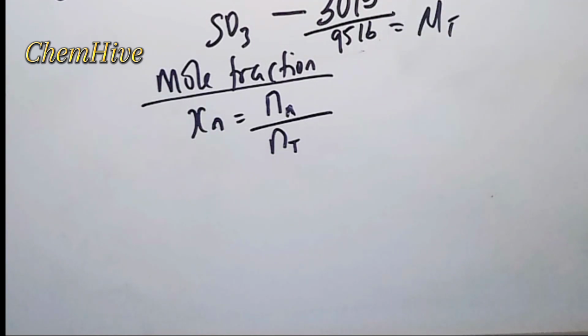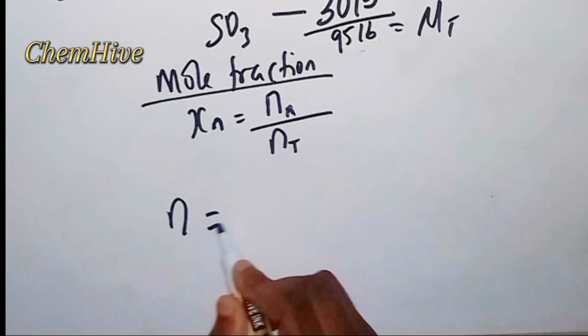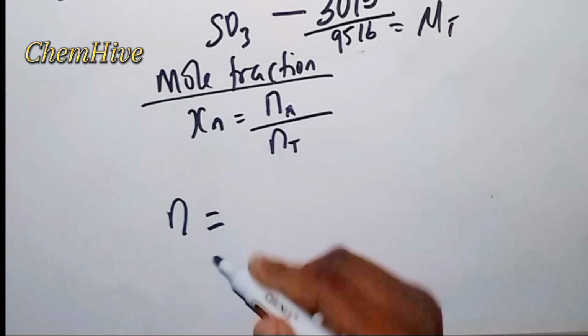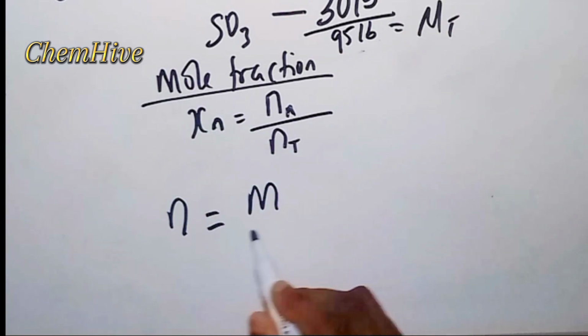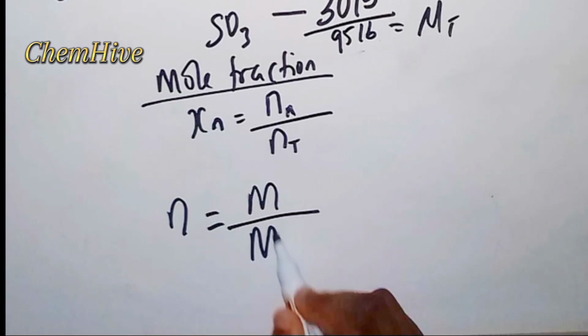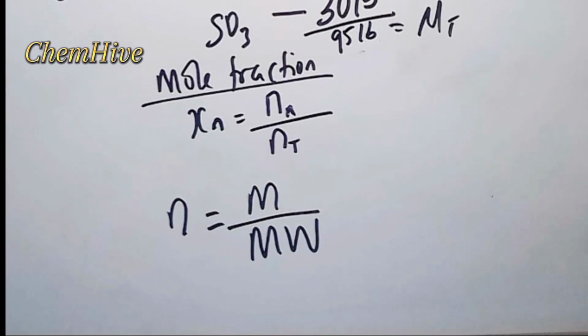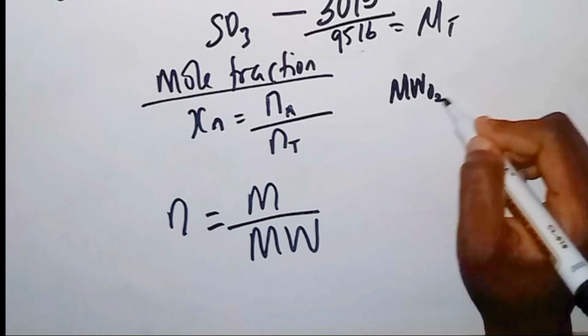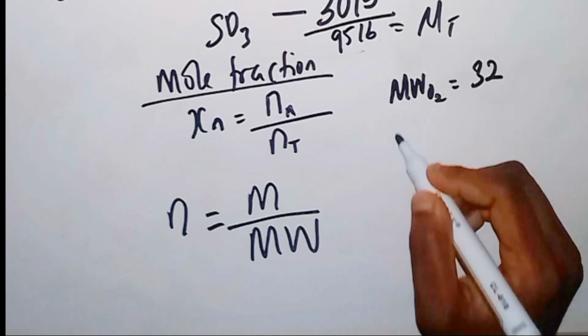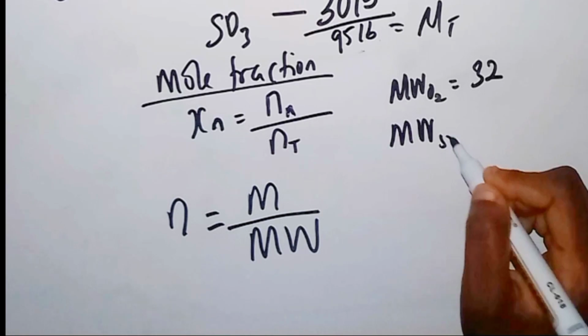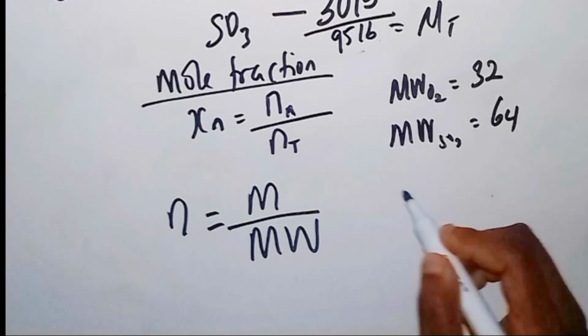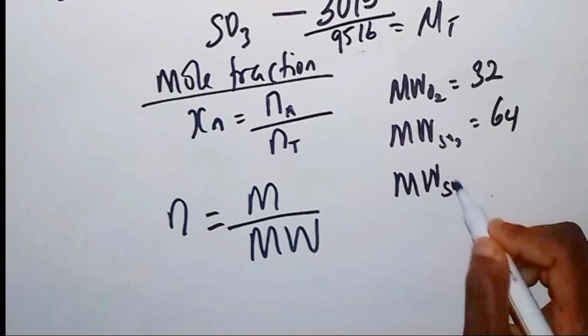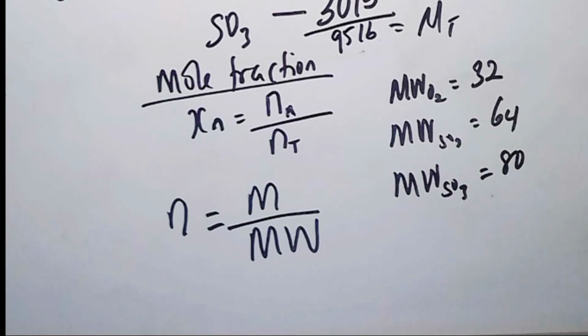How do we calculate the number of moles? To calculate the number of moles of a component is the mass over the molecular weight. And from the question, the molecular weight for oxygen is 32. Molecular weight for SO2 is 64. Molecular weight of SO3 is 80.